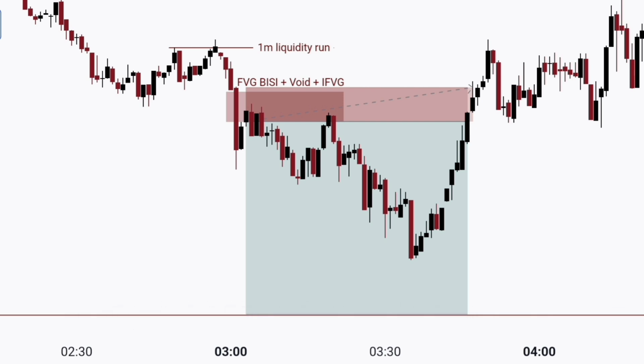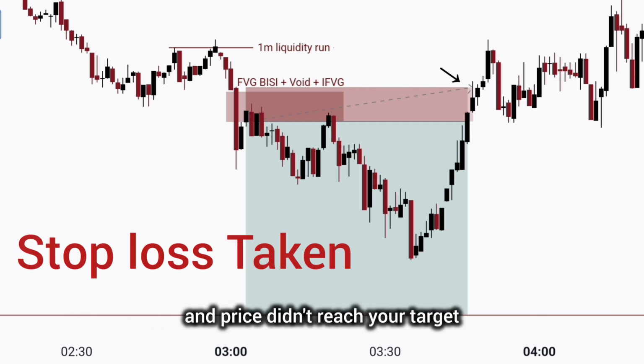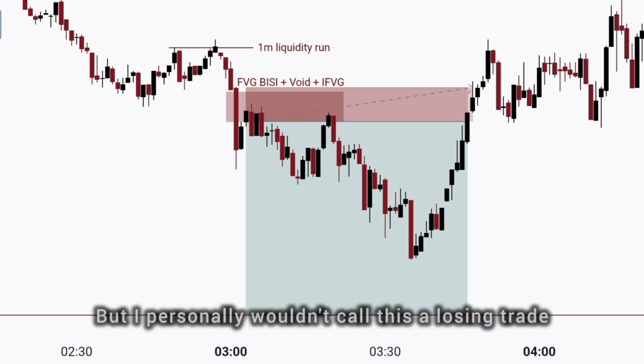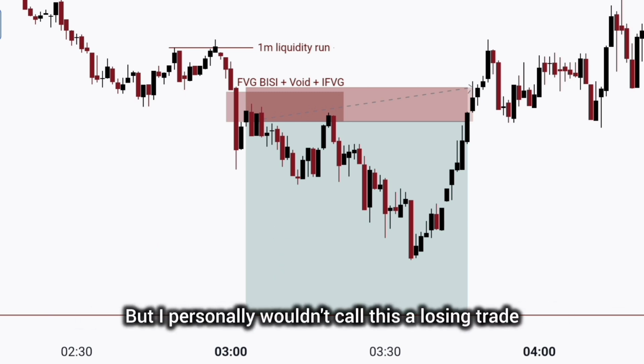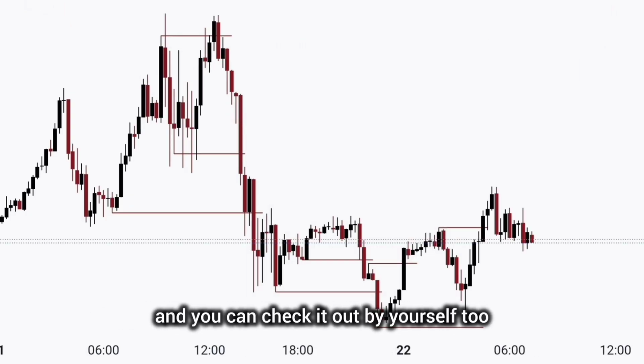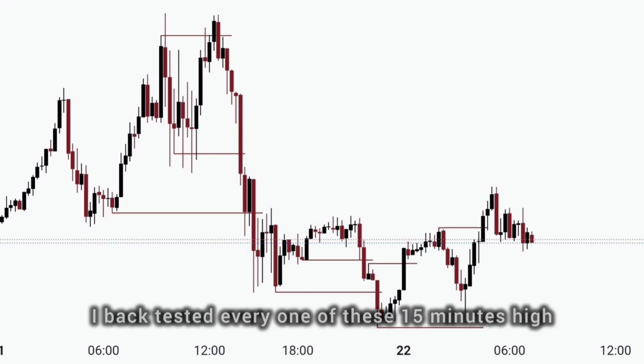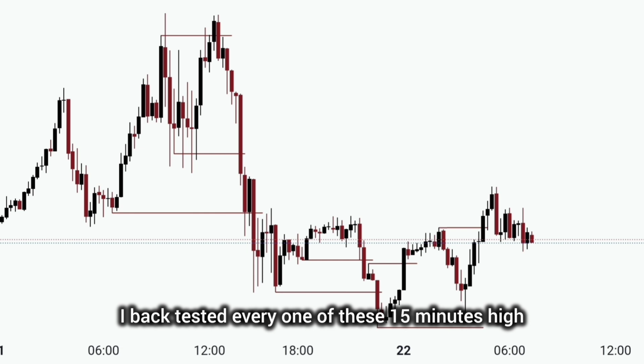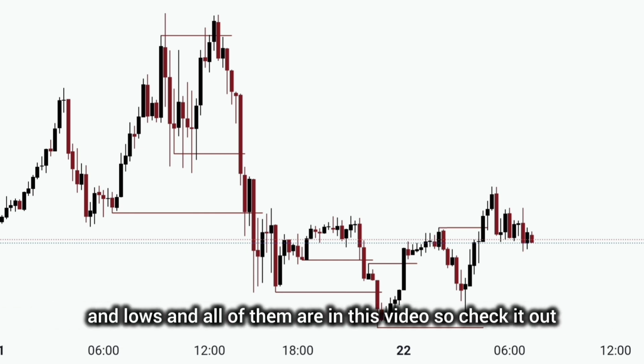So here your stop loss will be taken and price didn't reach your target, but I personally wouldn't call this a losing trade. If you have taken partials off, you will have so much profit. By the way, this is Nasdaq and you can check it out by yourself too. I backtested every one of these 15-minute highs and lows, and all of them are in this video.